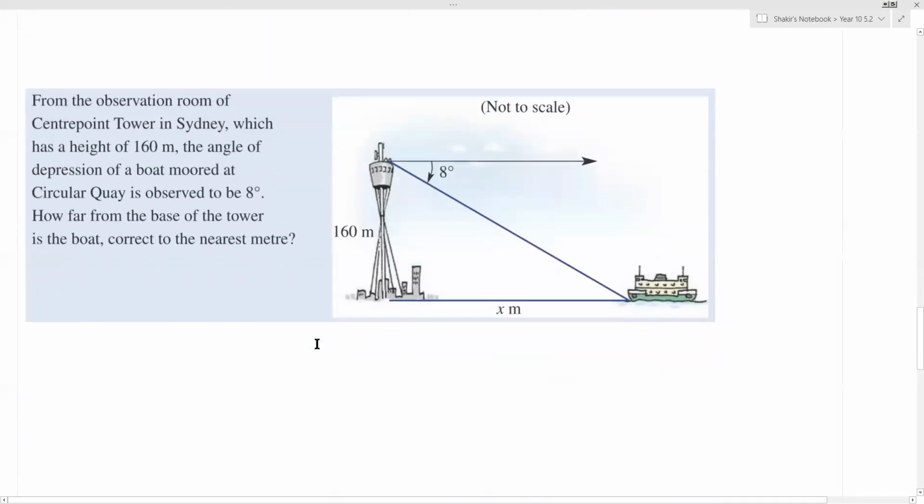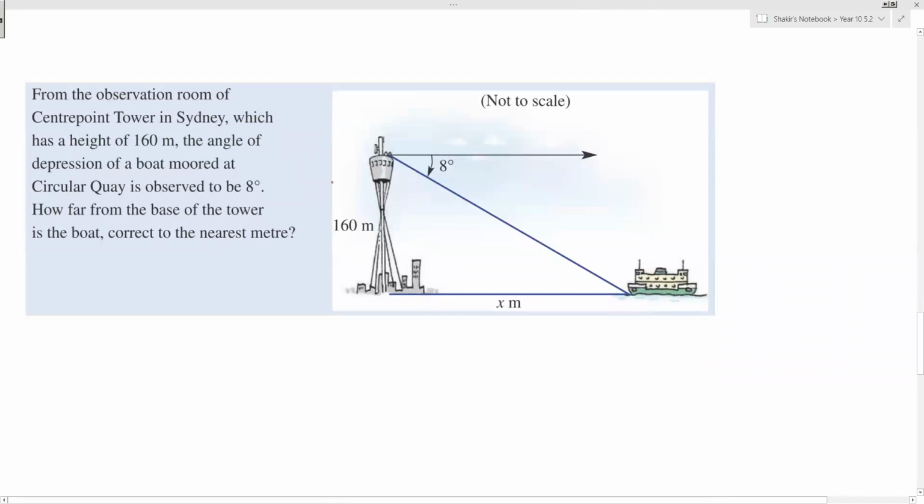Moving on. From the observation room of Centrepoint Tower in Sydney, which has a height of 160 meters, so clearly this is 160 meters, the angle of depression, so we're going to be looking down. From the observation room, that's going to be right at the top. That's the observation room, and that's the horizon, and we're looking down. It's 8 degrees.